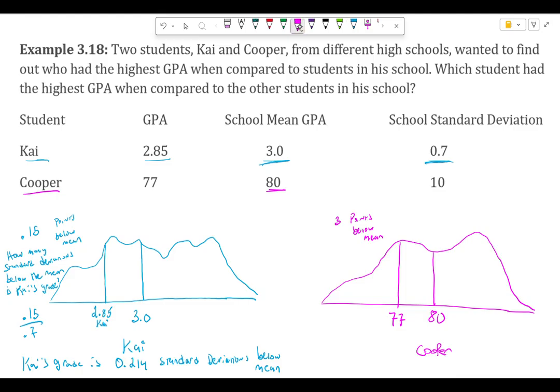Let's do the same thing for Cooper. We know that Cooper is 3 points below the mean. So how many standard deviations below the mean is Cooper's grade? We do the same thing: 3 out of 10, which would be 0.3. Again, the 3 represents the 3 points below the mean, and the 10 represents the standard deviation for the school. So Cooper's grade is 0.3 standard deviations below the mean.